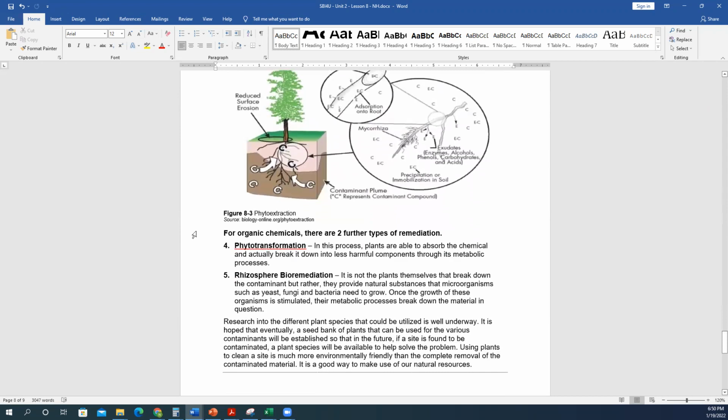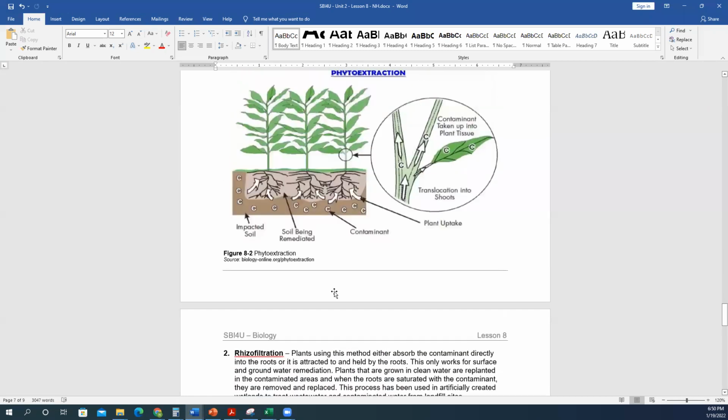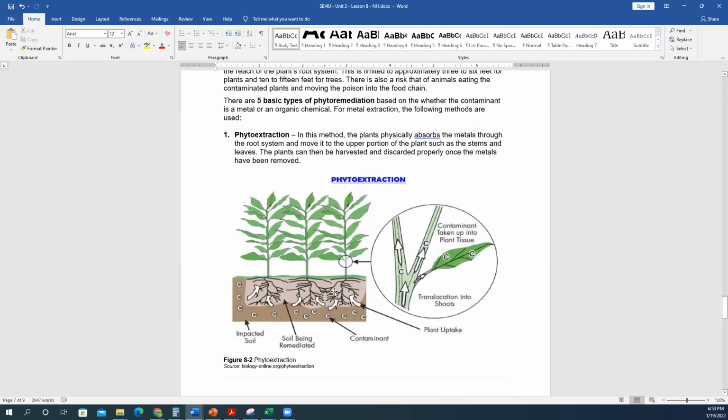If there are organic chemicals, then there's 2 other types of remediation that can be used. One of them is called phytotransformation, which we will talk about. And the 5th one is rhizosphere bioremediation. So let's talk about these a little bit more in detail. So these 5 basic types of phytoremediation.